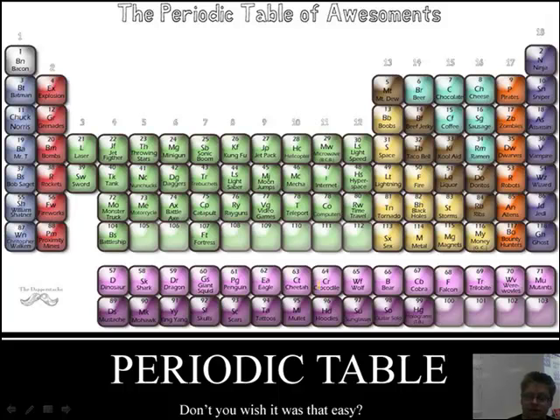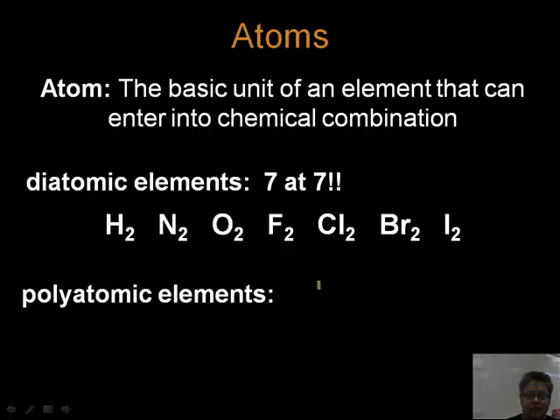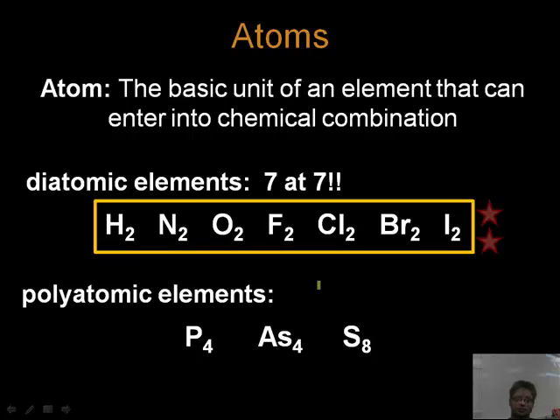The periodic table isn't always this easy, but this is how we can have some great fun in chemistry. Atoms are the basic unit of an element that can enter into a chemical combination. The 7 at 7 are hydrogen, nitrogen, oxygen, fluorine, chlorine, bromine, and iodine. The polyatomic ones are the phosphorus, arsenic, and sulfur. All can be polyatomic. And those are some unique ones that we won't be using a lot in this course.